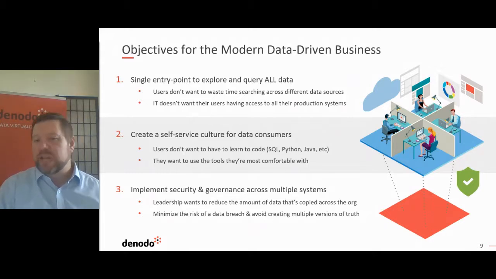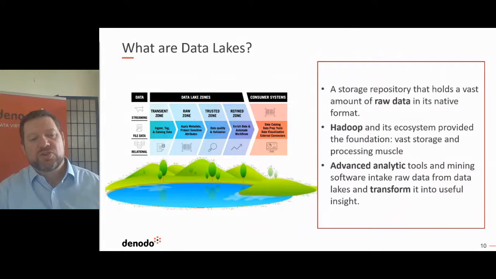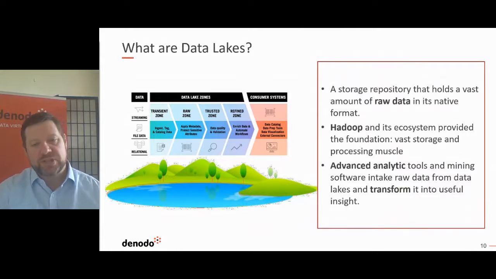So one answer to this might be a data lake. Well, what's a data lake? At its simple level, it's a piece of storage infrastructure that holds vast amounts of raw data in its native format. So it's a lake. You just pour all the data in, regardless of where it is. It's generally based on Hadoop, not always, but generally.